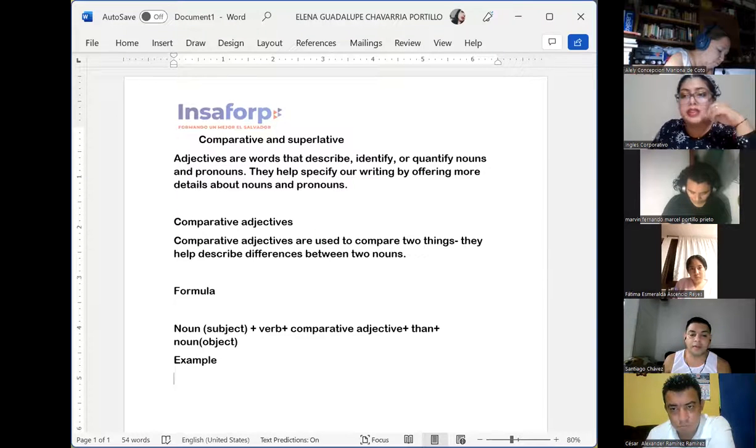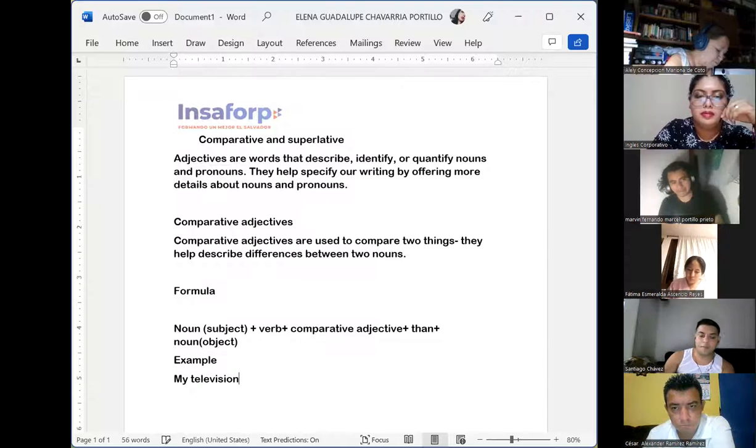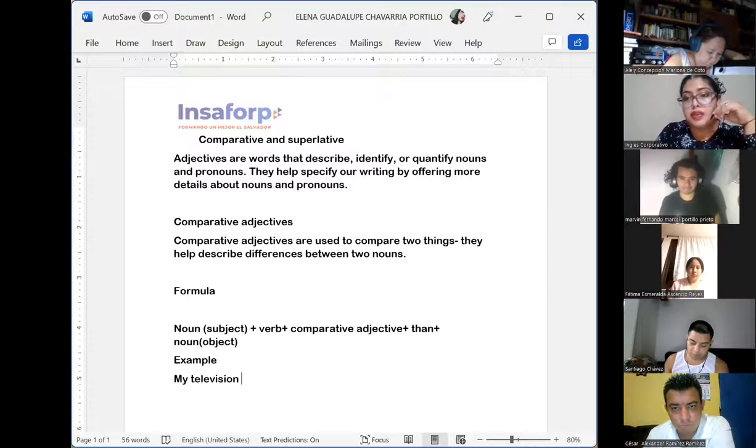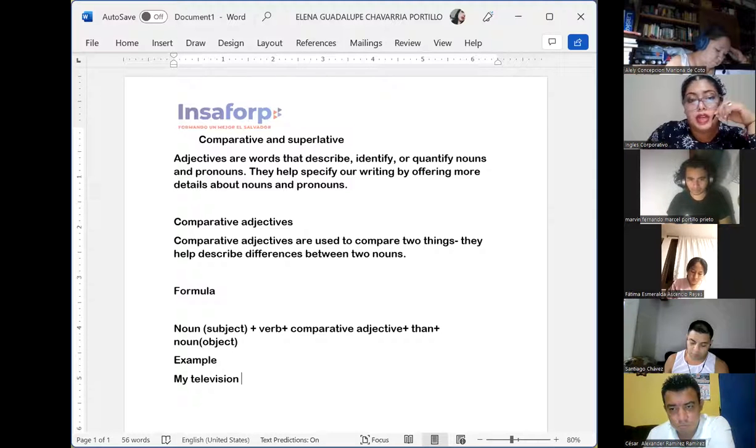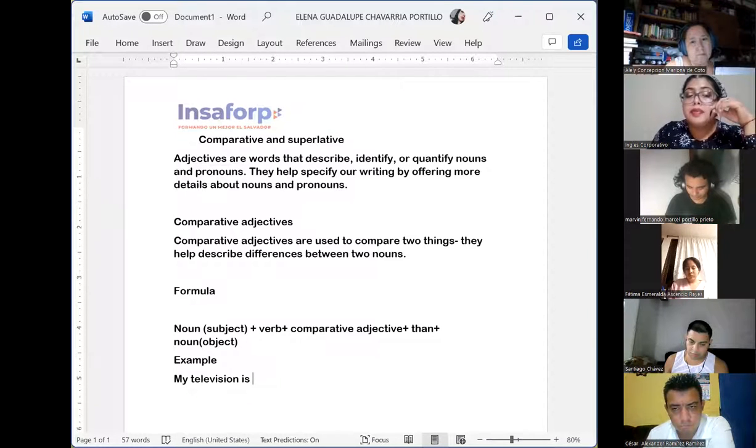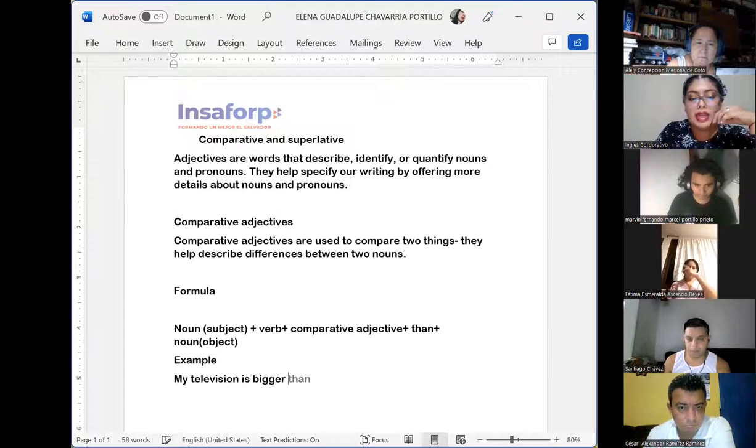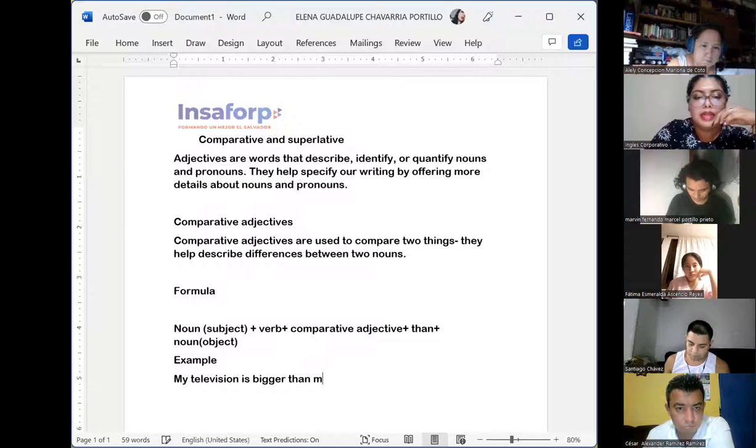And the first noun that we are going to use for this sentence is my television. Then I'm going to write the verb, which in this case is the verb to be. My television is, and I'm going to use a comparative adjective. In this case, I'm going to use the adjective big. But in this case, it is going to be different from that base form. Bigger, and we have than my computer, that is the object.